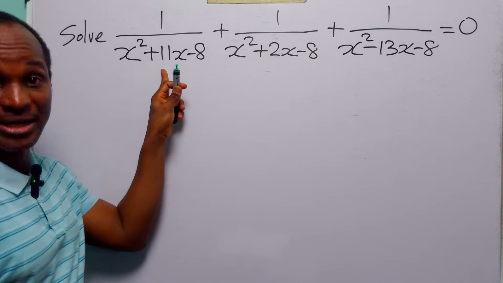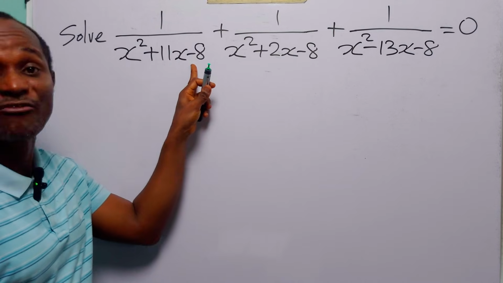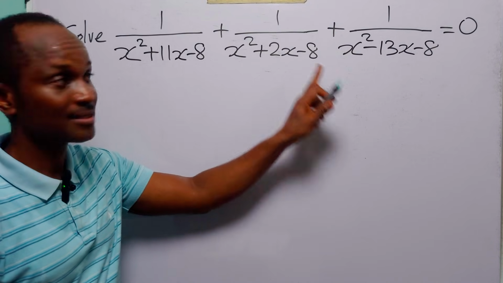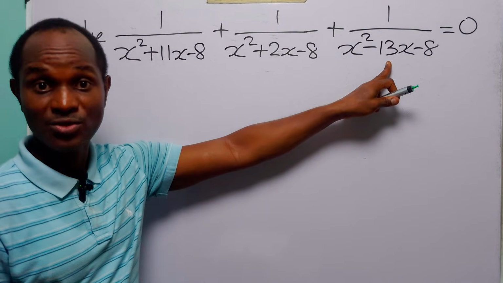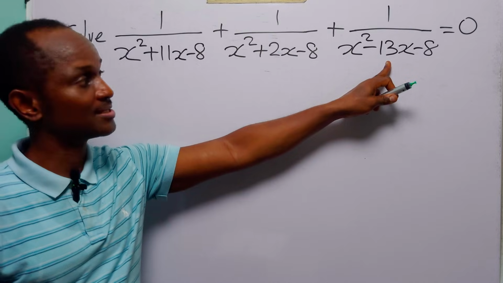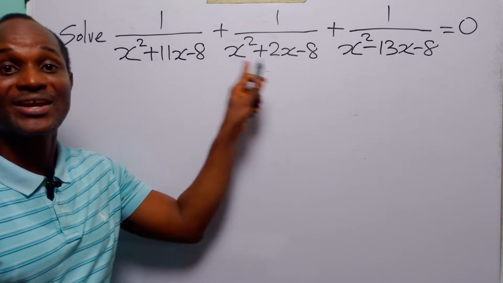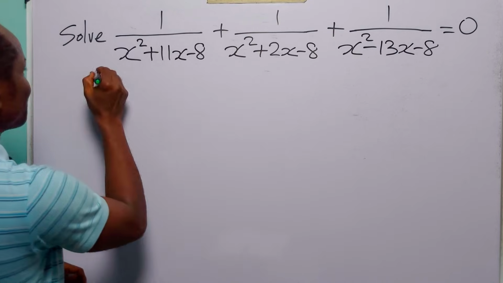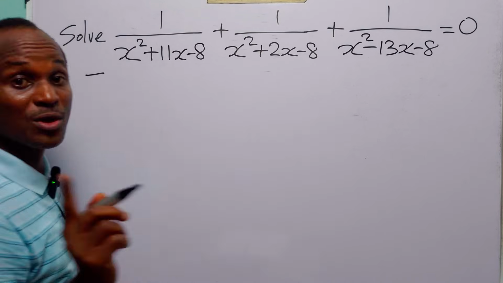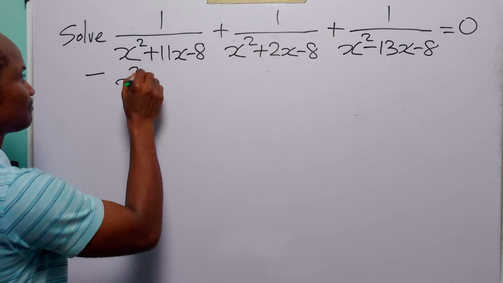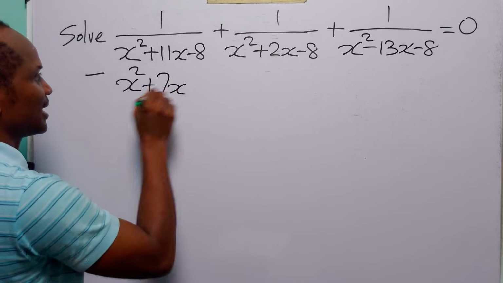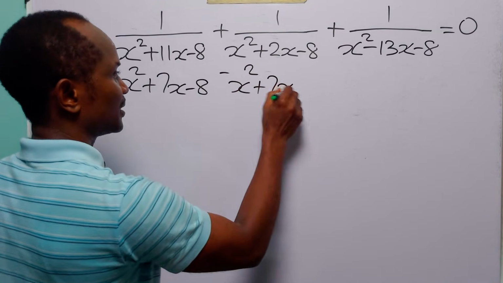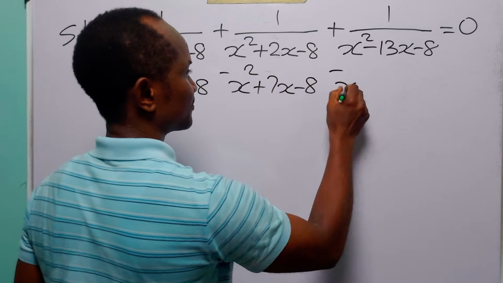Here, in this denominator, you will see that we have x squared and we have minus 8. Here also we have x squared and we have minus 8. In the third denominator, we also have x squared and minus 8. So we can simplify these three denominators with a simple substitution. What we are going to do is that from each of these three denominators, we will take away x squared plus 7x minus 8.